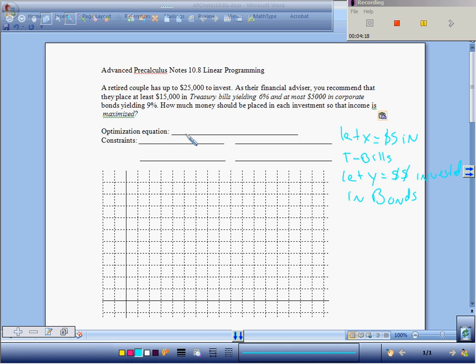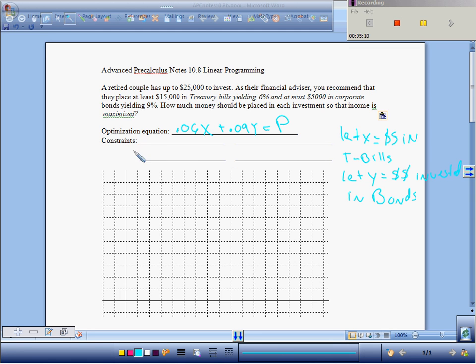So the optimization equation looks like 0.06x plus 0.09y. And this thing over here is a variable, and we call this P for your profit or your income or whatever you want to put over here. So what you're trying to do is figure out how much you're going to invest out of your $25,000 in treasury bills, right? And how much you're going to put in corporate bonds if you have 25,000.